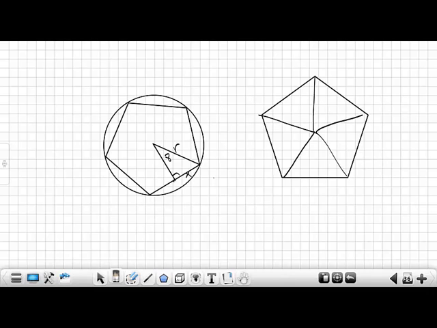Guys, how many degrees are in a circle? 360. So if I go 360 divided by 5, that's 72. So each one of these angles is 72, which means this angle right here is 36. It's half of one of those major ones.